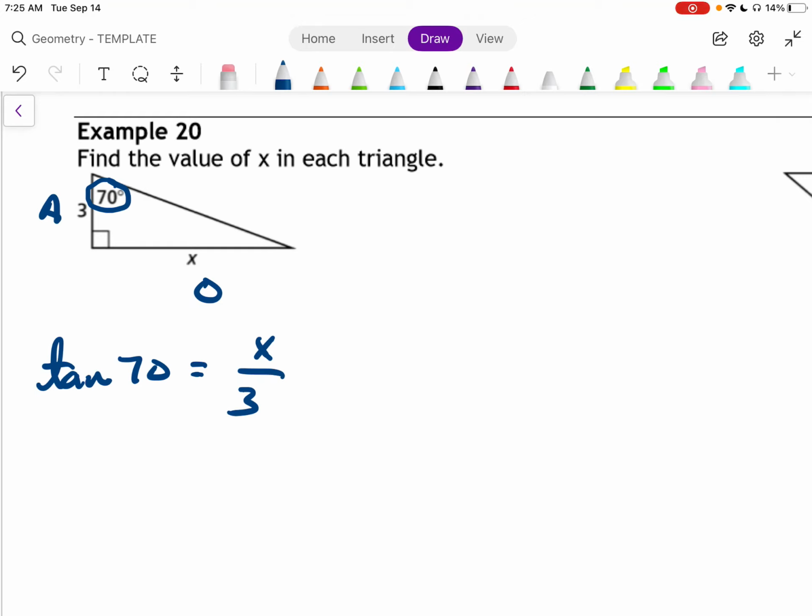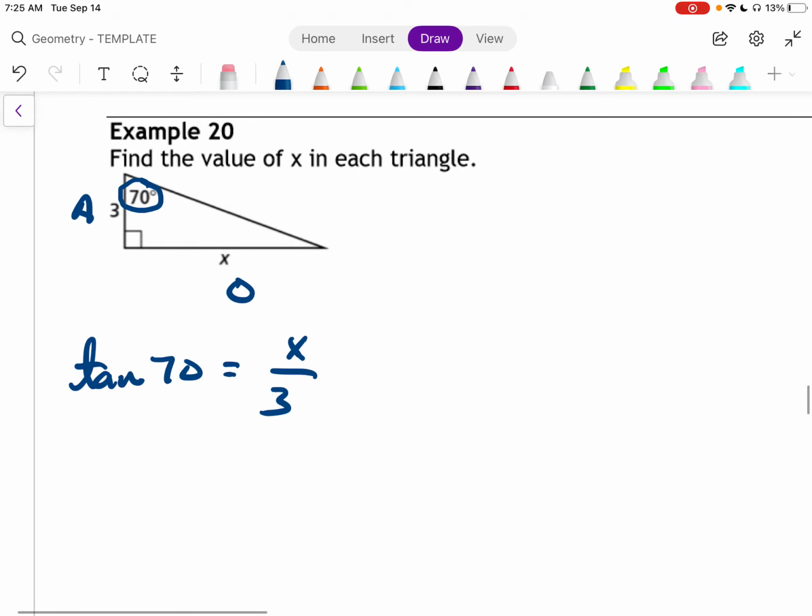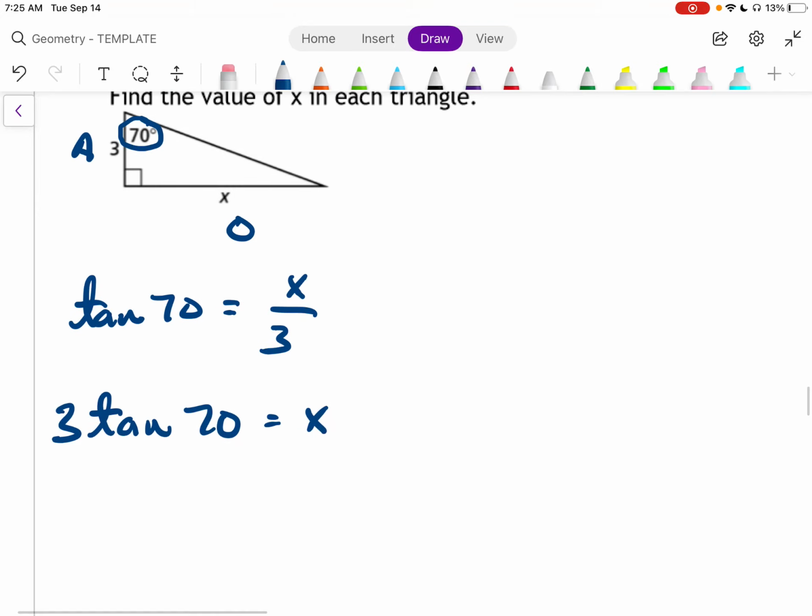Before we even type in tangent of 70, we know it's probably going to be an ugly decimal. I want to get my x alone, that way I'm not going to have to round in the middle of the problem, and I round at the end of the problem. So I'm going to multiply by 3 on both sides to get 3 tangent of 70 is x. Now I can type this in my calculator. In my calculator, I can just type 3 and then go straight to the tangent, and it knows that's supposed to be multiplication. So 3 tangent 70, and I get 8.24.